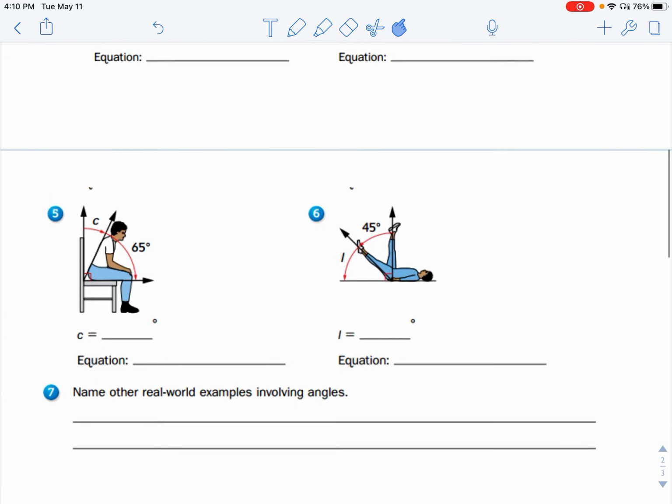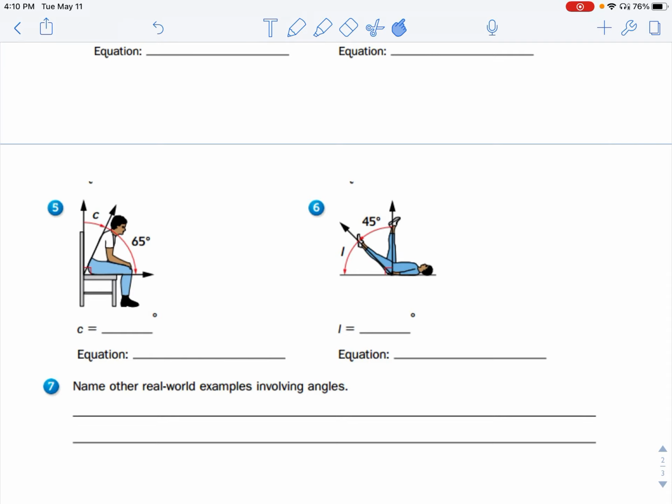Okay, let's do number 5 together. So this person is sitting in a chair. Now, on this one, if you look closely, you'll notice they did draw the square corner right down there. That is the math notation that tells you this is a 90-degree angle. So they have given that to us. Okay, so again, I'm going to use that in my equation. 90 degrees. What do I have to do next? If you said take away the given, the 65, you are correct.